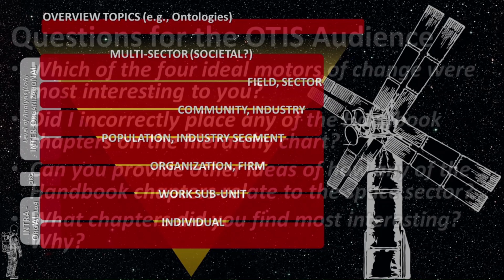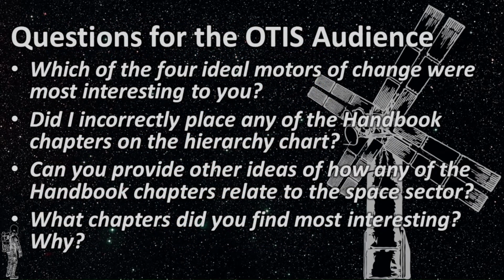At the very end of the season, I'll give you a couple homework questions that you can respond to in the comments section, but I want to show those to you now so you can think about them as you watch each episode. The questions are the following. Which of the 4 ideal motors of change were most interesting to you and why? Did I incorrectly place any of the handbook chapters on the hierarchy chart? And if I did, where should they have gone? Can you provide other ideas of how any of the handbook chapters relate to the space sector? And finally, what chapters did you find most interesting and why?